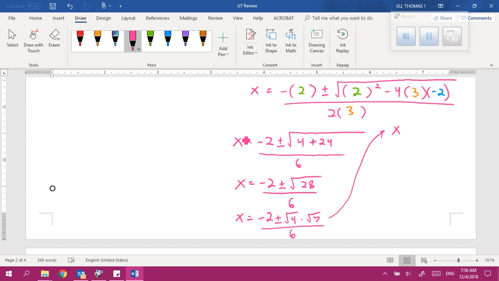So we got x equals -2 plus or minus, what's the square root of 4? 2. So now we have 2 square roots of 7 because the square root of 4 turned into the 2. The square root of 7 is still there, over 6. And now there's just one last step here. What is that?